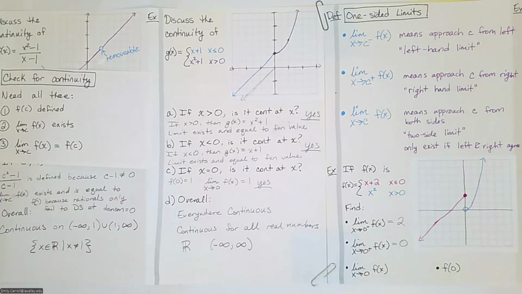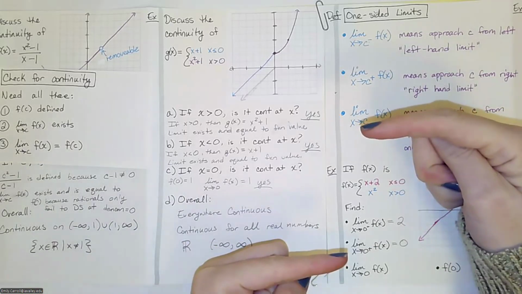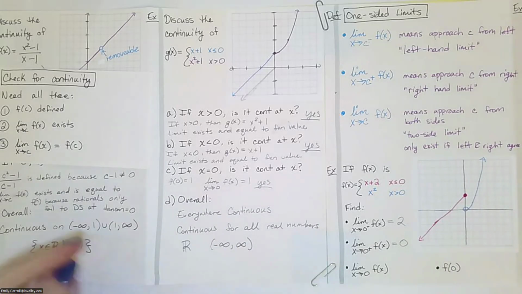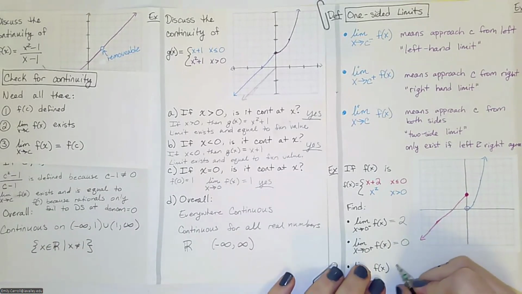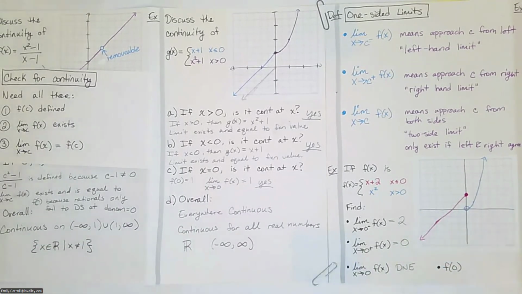So what if I take away the plus and minus sign? Without any plus or minus sign, we're talking about the two-sided limit. The two-sided limit only exists if the one-sided limits agree. Our one-sided limits are different here. Your two-sided limits are doing that. So this does not exist.